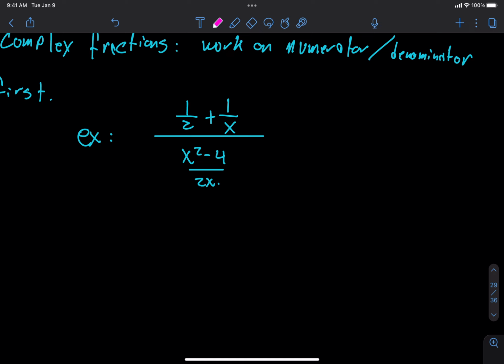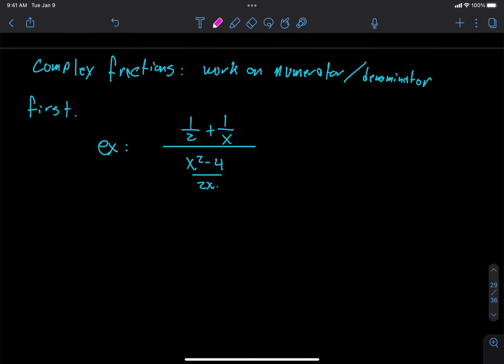Anytime I have fractions within a fraction, I like to work from the inside to the outside, which means I start by simplifying just the numerator and just the denominator, and then I work on simplifying the entire thing. So here's what I could do. I could simplify this top first.